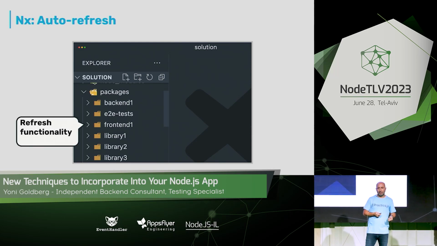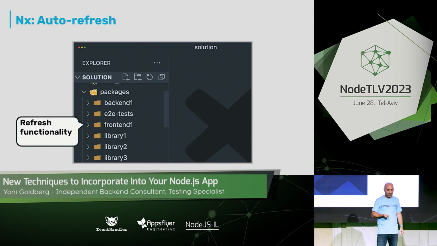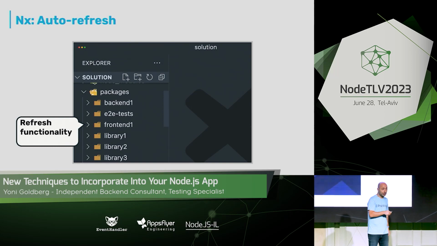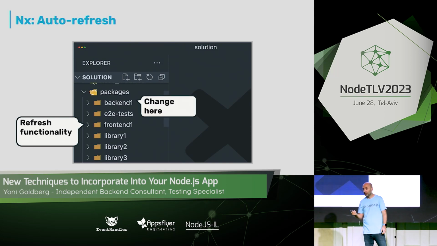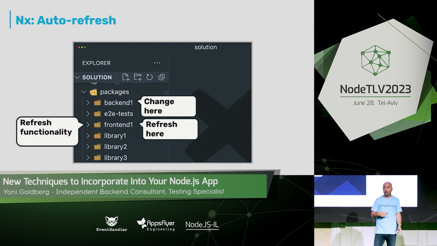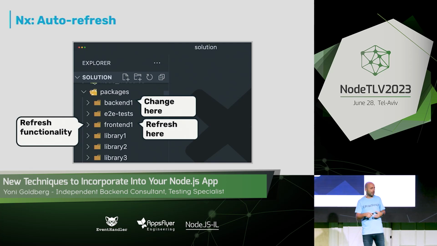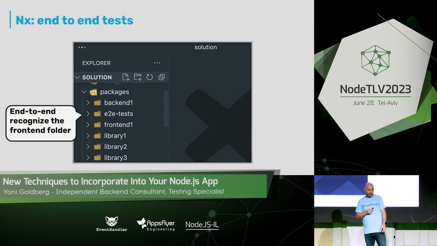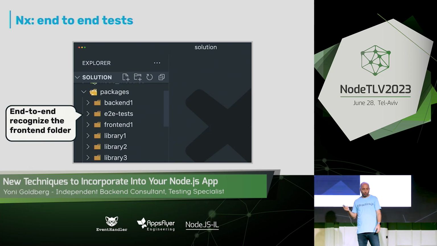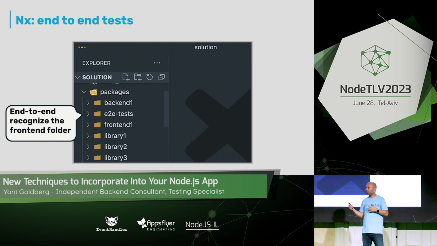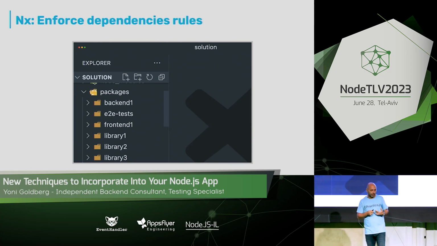When you look inside, I get very neat features. Like if I have a front end, it comes with refresh functionality. If I change my backend, the front end is refreshed automatically. They create a tunneled proxy between them with immediate refresh reload. And automatically, end-to-end tests that are pointed toward the front end and the backend folders.